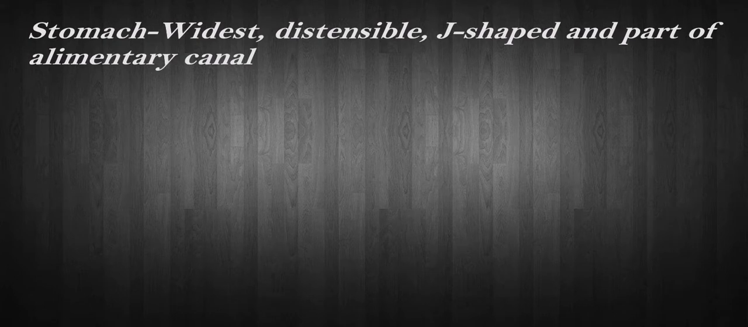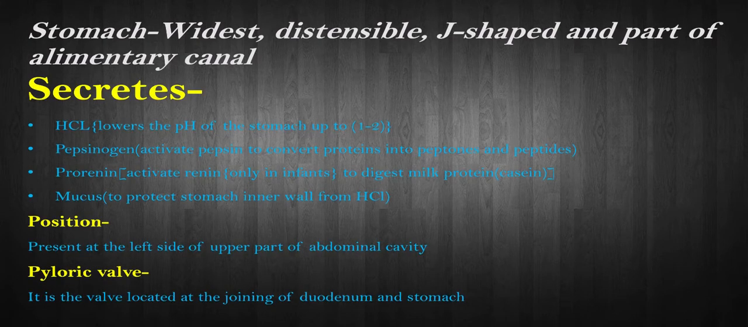The stomach is the widest, distensible, J-shaped part of the alimentary canal. Now, what does it secrete? First of all, it secretes HCl, which lowers the pH of the stomach to 1 or 2. Then pepsinogen. At a pH of 1 or 2, it becomes active and turns into pepsin, which converts protein into peptones and peptides.